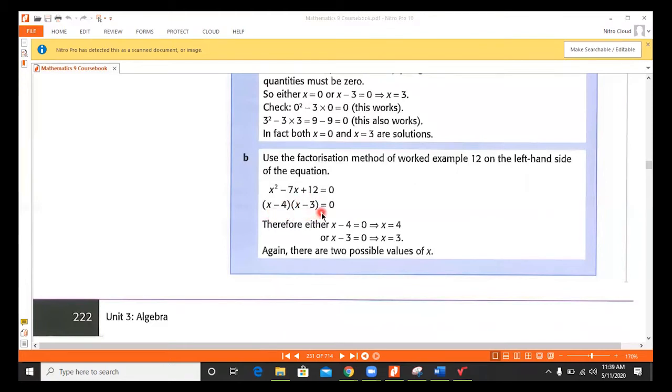for our example, when is this product 0? When x minus 4 is 0 or x minus 3 is 0. One of them should be 0 to have a product of 0. If the first one, x minus 4, is 0, then x is 4. Or, in fact, because we need just one of them to be 0, if x minus 3 is equal to 0, it implies that x should be equal to 3. Again, there are two possible values of x.